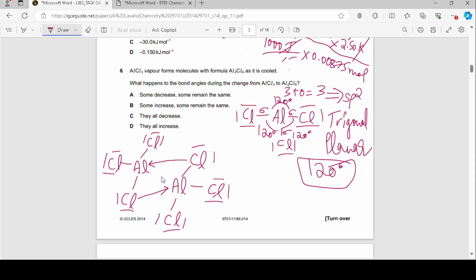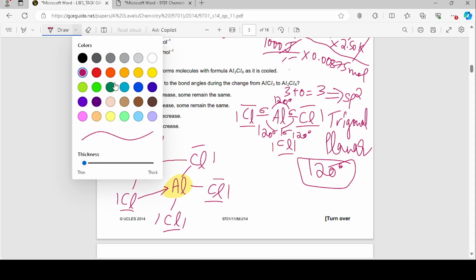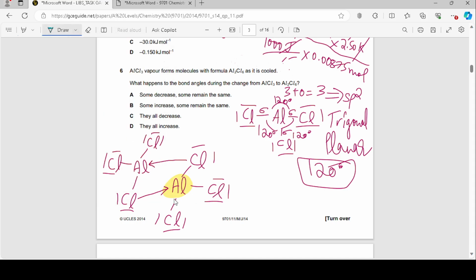Let us count. The central atom is still aluminium, right? So I will take, for example, this aluminium atom, just because I feel like it. The other aluminium atom will be equivalent, but anyways, I will see the number of sigma bonds and number of lone pairs around this. So I have 1 sigma bond, 2 sigma bonds, 3 sigma bonds, 4 sigma bonds. So I have 4 sigma bonds and 0 lone pairs.